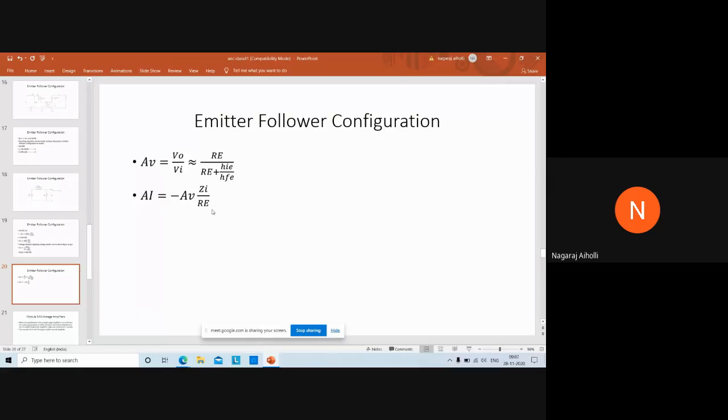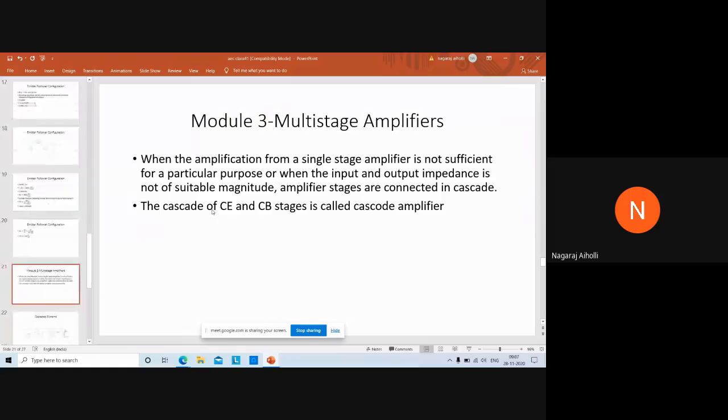Understood this emitter follower configuration? Yes, sir. Fine. Okay. So with this, we come to the end of module 2. Today, I'll be starting with module 3.